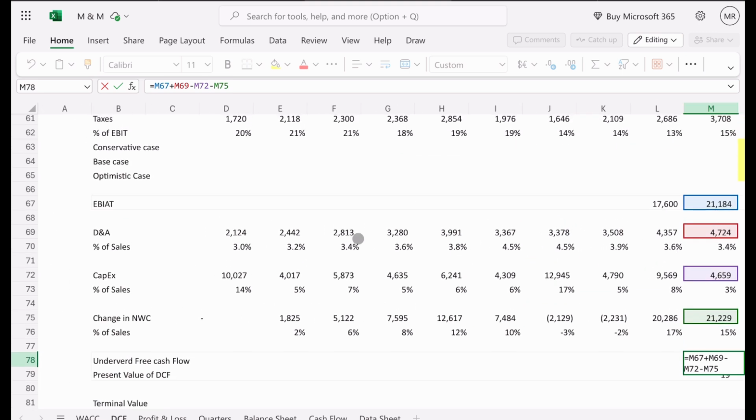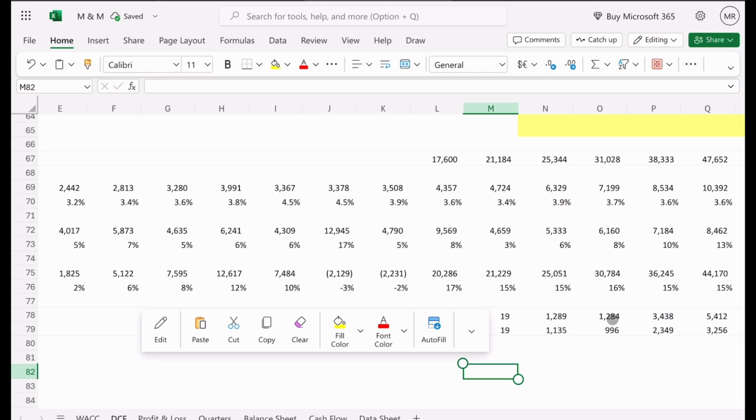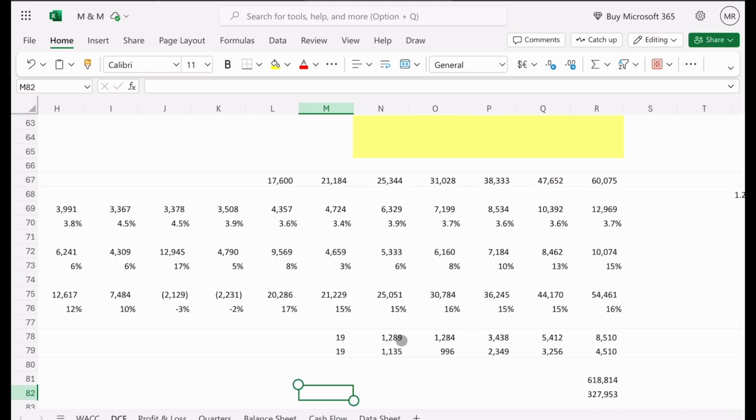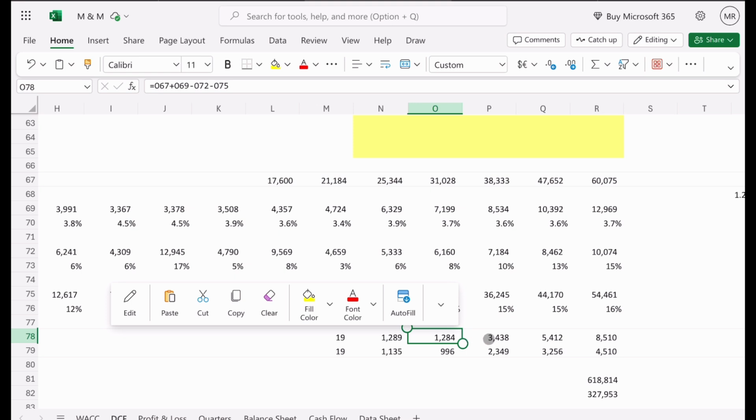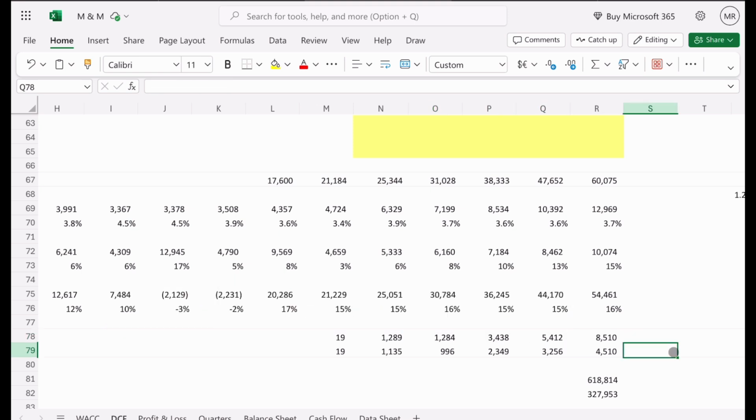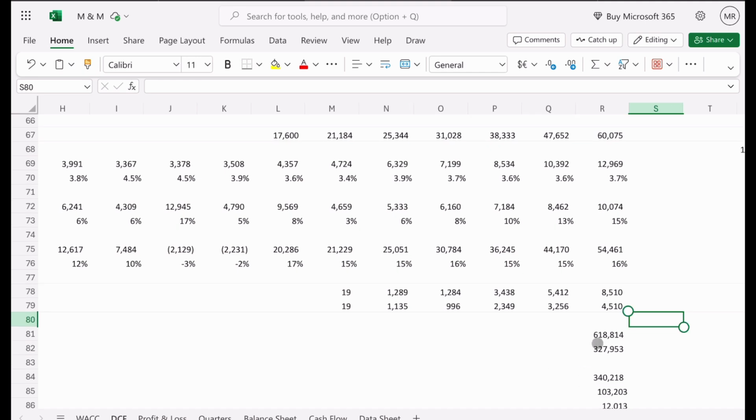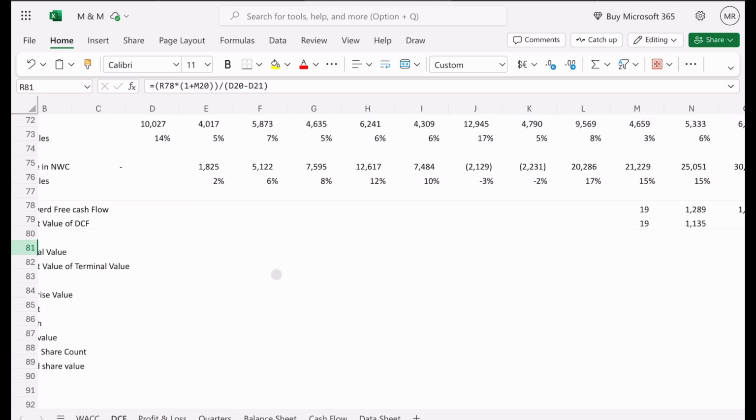We are adding the EBIT, adding the depreciation and amortization, because it's not actually a cash expense. So we add it back, and we subtract capital expenditure because the company will spend, so it will be a cash outflow. And change in net working capital, the company requires more capital in the future. So you can see for the forecast it's 1200, 1200, 3400, 5, and then comes the terminal value.